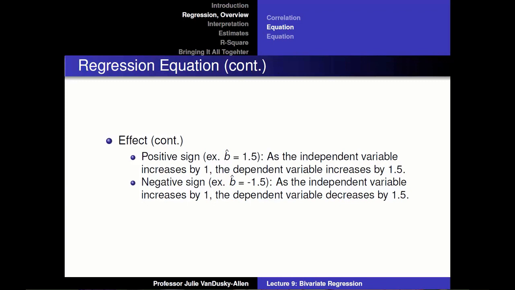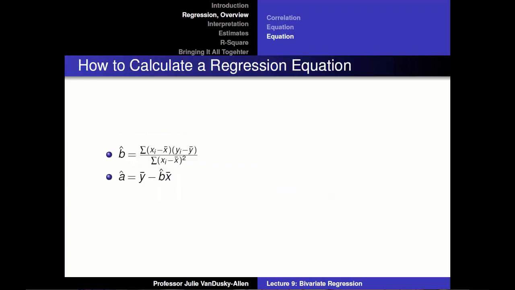Last, the coefficient also tells us the specific effect that the independent variable has on the dependent variable. For example, if b hat equals positive 1.5, as the independent variable increases by 1, the dependent variable increases by 1.5. If, on the other hand, b hat equals negative 1.5, as the independent variable increases by 1, the dependent variable decreases by 1.5. Now that I have shown you the intuition behind a regression equation, I'm going to briefly show you how b hat and a hat are formally calculated. B hat is the sum of each x observation minus the mean of x, times each y observation minus the mean of y, and that value divided by the sum of each x observation minus the mean of x, squared.